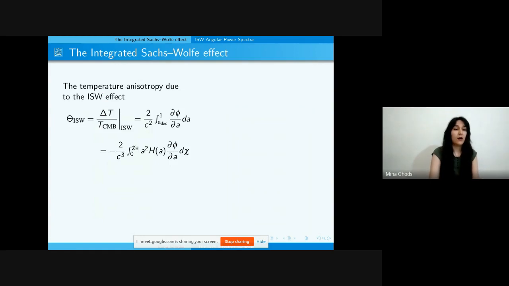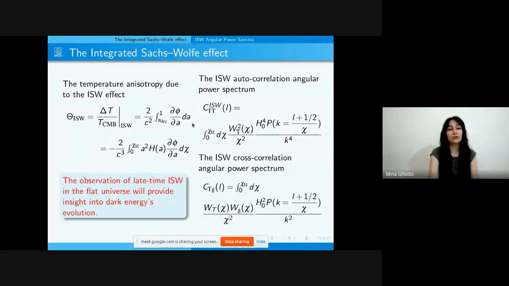Okay. This equation shows the temperature anisotropies due to the ISW effect. We can read phi from the Poisson equation, and a here is the scale factor, and chi is the comoving distance between an object and us, and c is the speed of light. And we can introduce the ISW autocorrelation angular power spectrum between temperature and temperature, and the ISW cross-correlation angular power spectrum between temperature and galaxies, where P of k is the present day power spectrum of matter fluctuation.